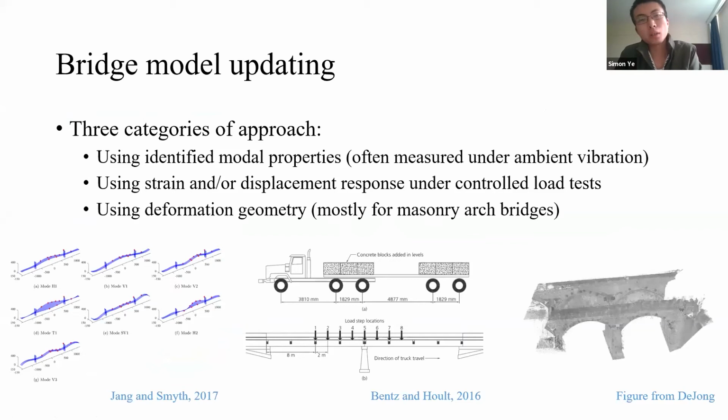In terms of actually implementing it, there are three categories of approach. The first one is to match identified modal properties, often measured under ambient vibration. So this is the vibration-based approach. The next one is to match strain or displacement response in a controlled load test. Basically, we probably need to close the bridge and apply the loading of a vehicle, and the loading is already measured. So we can also measure the performance under that particular loading. By linking the loading to that response, we can infer the structural properties of the bridge. And the next one is mostly for masonry arch bridges. We know that for masonry arch bridges, the safety of the bridge depends on its stability, and the stability depends on its geometry. So we can do some laser scanning to get the deformed geometry, and use that to update our model.